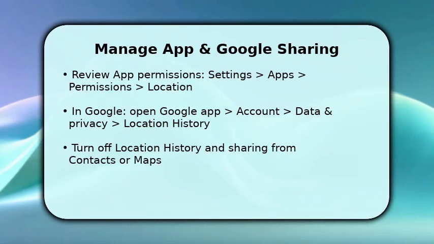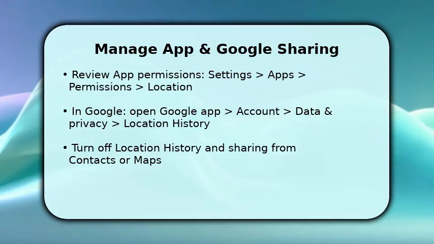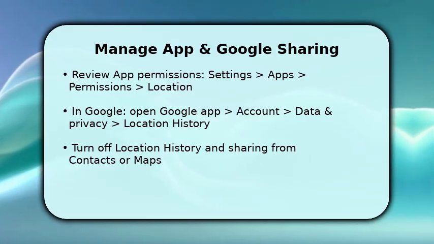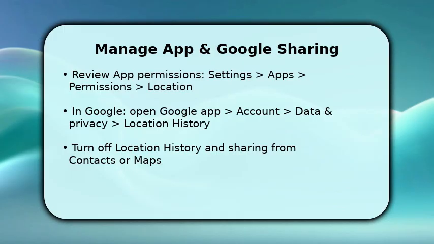Now focus on the middle, detailed steps. Go to Settings, Apps, Permissions, Location, and revoke or set to Allow only while using the app for any app you don't trust. Next, open the Google app, tap your profile, choose Data and Privacy, then Location History and pause it. This stops Google storing movements.